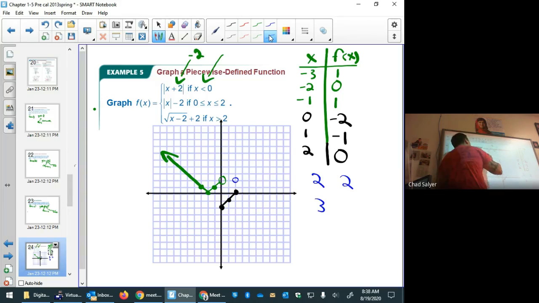And then 3. 3 minus 2 is 1. Square root of 1 is 1. 1 plus 2 is 3. So it's going to come over like that. And then it's going to act just like the square root function, like so. So there is that piecewise function. And I graphed this first one in green, the second one in black, and the third one in blue.